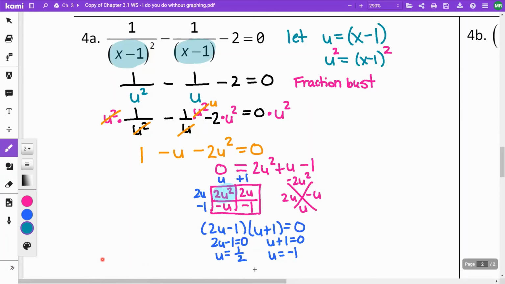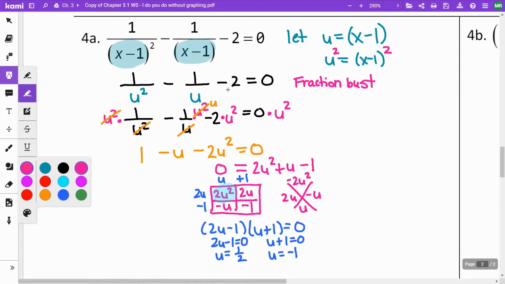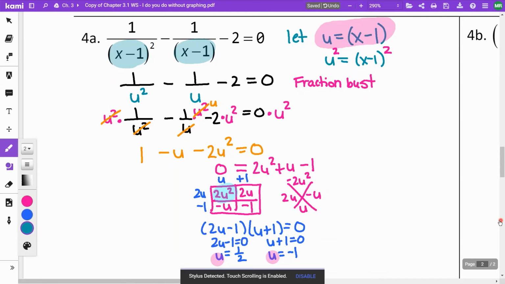So when we are trying to finish this problem, we have u is equal to 1/2 and u is equal to -1, and we need to find x because our original problem had an x in it and not a u. So at the beginning of this problem, I defined u to be x minus 1 right here. So let me just highlight this. So up here, this is what my u is. It is an x minus 1. So in place of this u and this u, I'm going to write x minus 1. So let me just do that.